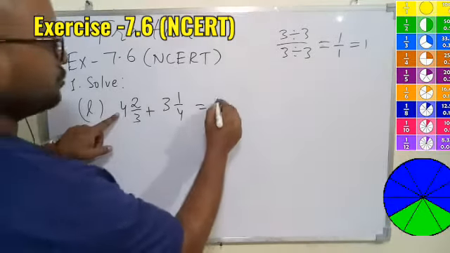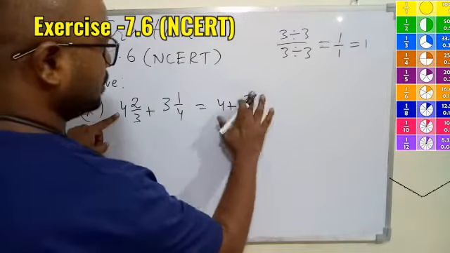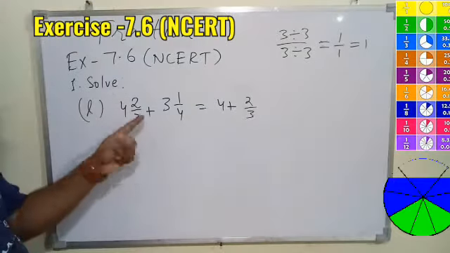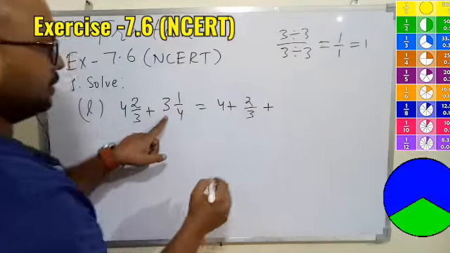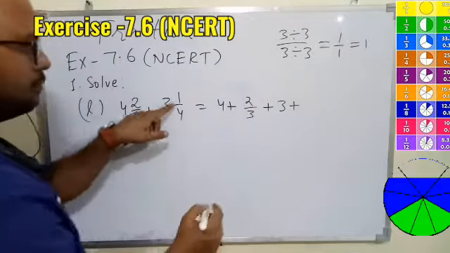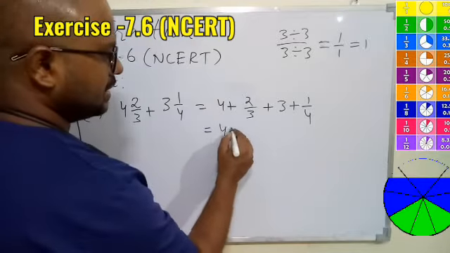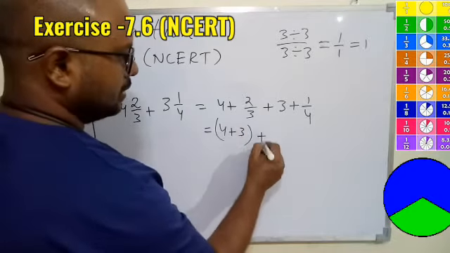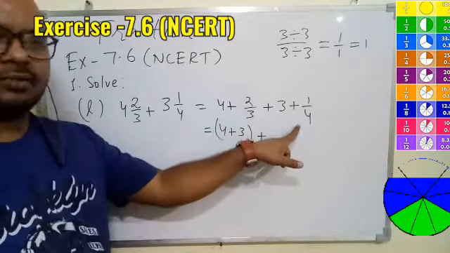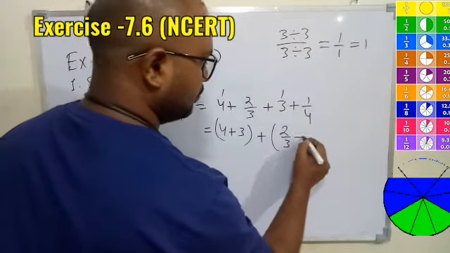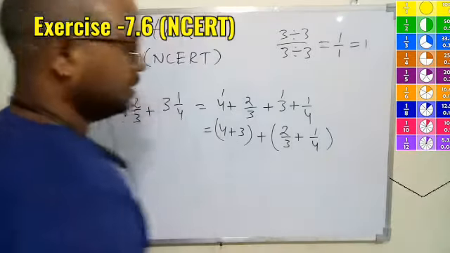So this we can write down as 4 plus 2 upon 3, sorry. This is done, plus is plus. Then 3 plus again 1 by 4. Now 4 plus 3 can be separated. And then what are we left with? 2 by 3, 1 by 4. So this is done, this is done. So 2 by 3 in bracket plus 1 by 4.